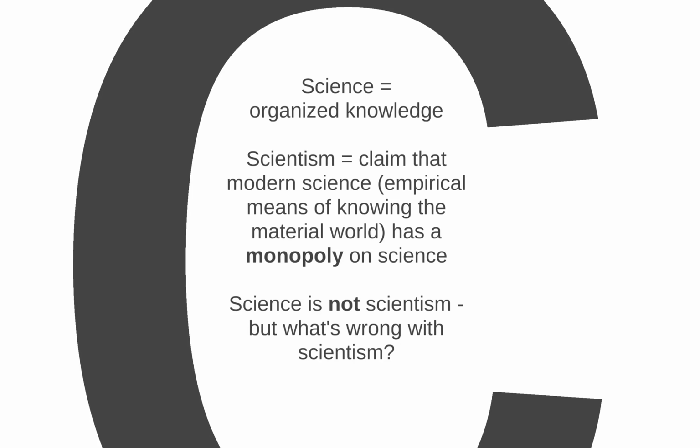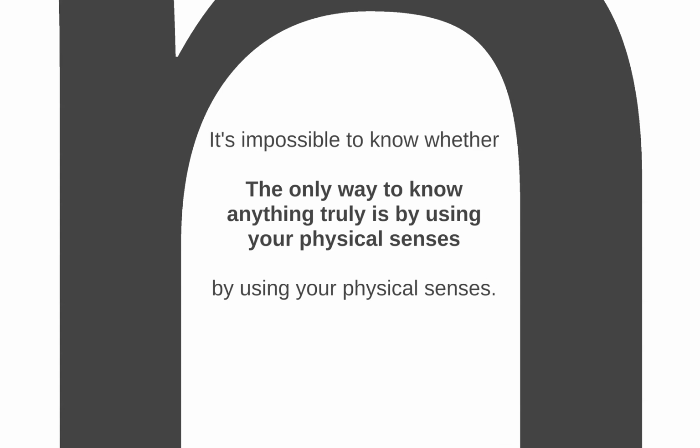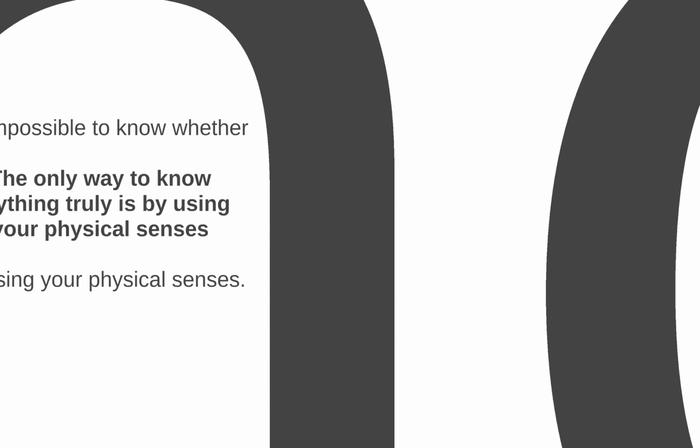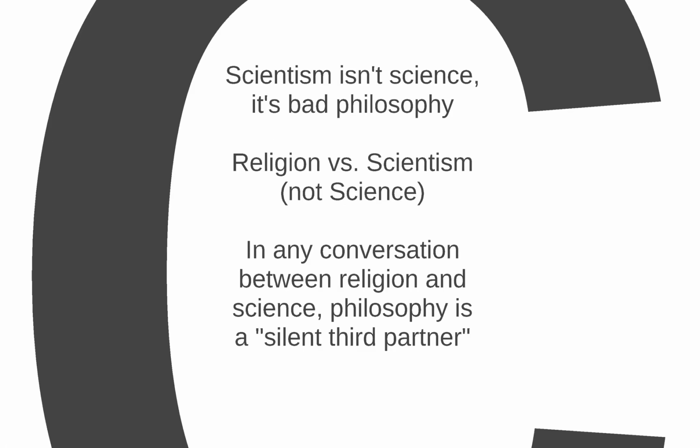Now, can we think of any reason why scientism is internally inconsistent? It's internally inconsistent because it's impossible to know whether the only way to know anything truly is by using your physical senses. It's like me saying, there's no such thing as speech, or writing, there's no such thing as language. The assertion nullifies itself if it's true, and thereby proves that it's false. So scientism isn't science, it's bad philosophy.